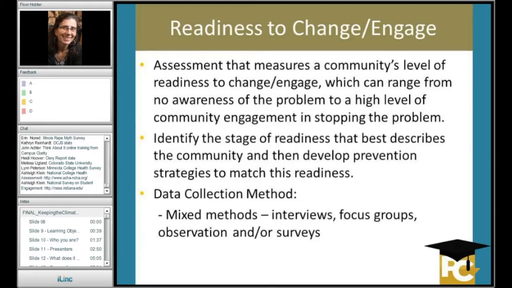The idea is that if you're able to identify the stage of readiness, then you're much more focused on prevention strategies that match that readiness. So you're making sure that you're implementing prevention strategies that meet the community where their readiness is at. Colorado has a great sample of how to do this. Sometimes readiness to change assessments are done in interviews, focus groups, or surveys. Really a great tool.